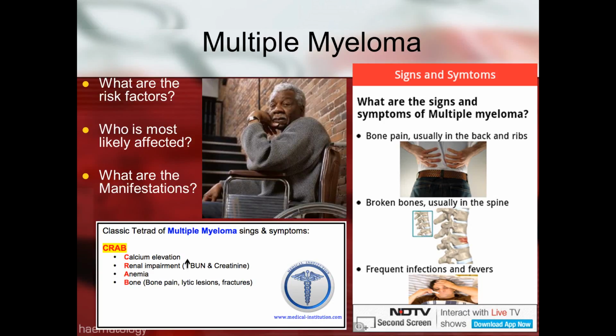So the acronym CRAB, which is calcium elevation, renal impairment, anemia, and bone pain and fractures and things like that. CRAB is a good acronym to remember for multiple myeloma. Okay, it'll help you kind of understand and remember the signs and symptoms that you're going to see. These patients are also at risk for recurrent infections and thrombocytopenia, which again we're going to get to in just a second. I'll tell you what that is.